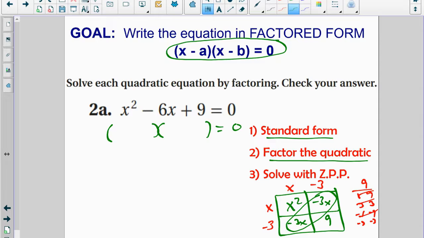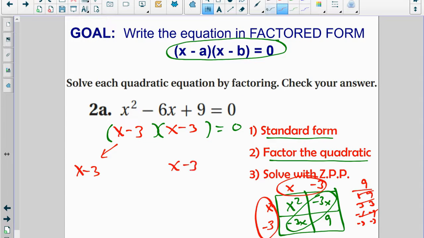There we go. So it looks like it's x minus 3 as one factor, so that's our length. And then x minus 3 is the other factor, that's our width. So it's just a little review of factoring from, I believe it was unit 9. Now we can use the zero product property. Well, okay, so x minus 3 is one of my factors. x minus 3 is my other factor. Make each one equal to 0 and solve.